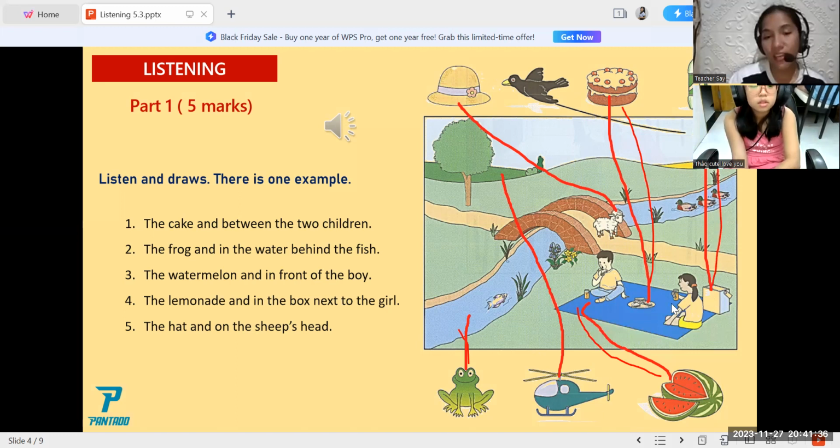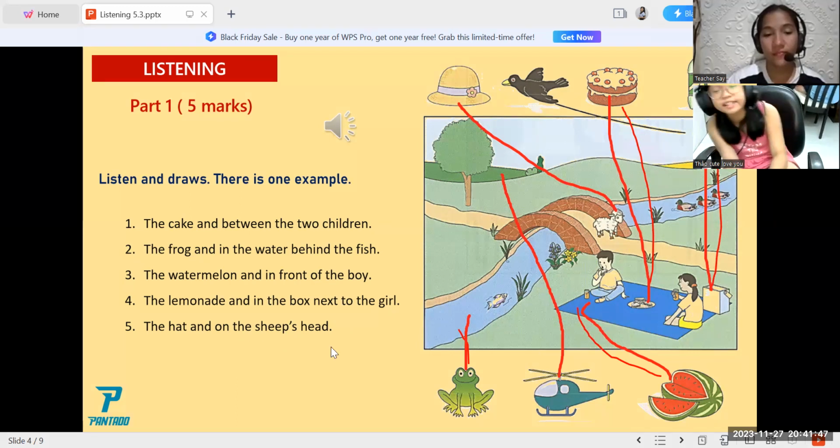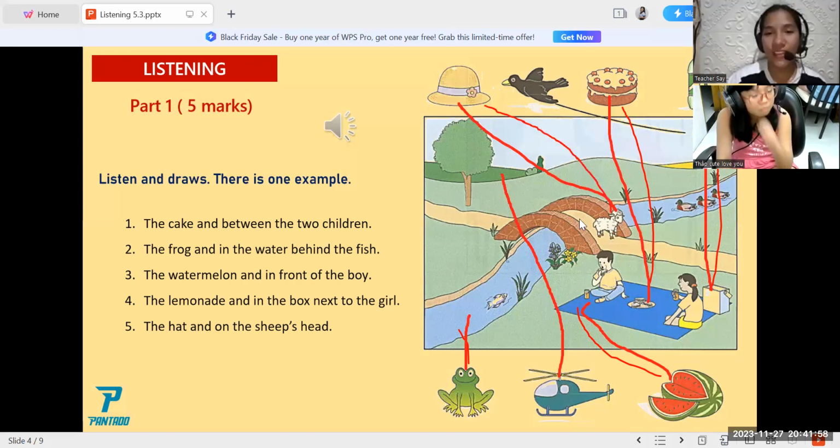And how about the number five? Please read. Number five is the hat and on the sheep's head. Okay, so the hat and on the sheep's head. Yes, very good. So now can you count your score here? You get 5 of 5. Yes, 5 out of 5.